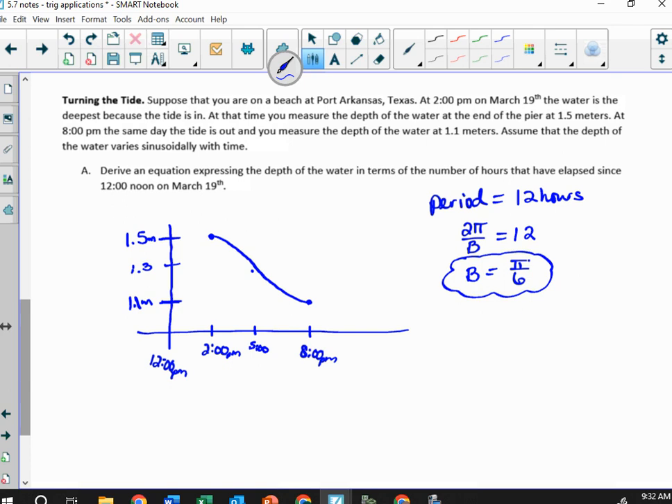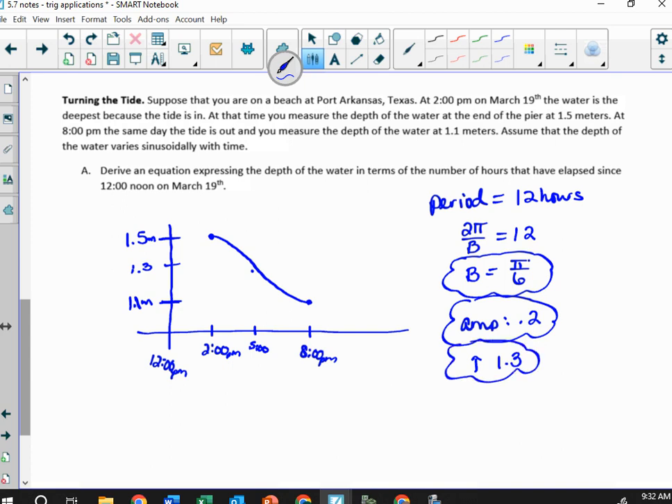And the other pieces are a little bit easier to find. What is the amplitude of this one? 0.2. Yeah, kind of weird, but yes, it is 0.2. Vertical shift, how far up did we go? 1.3. That's why we find that midline, guys, because that's your vertical shift.